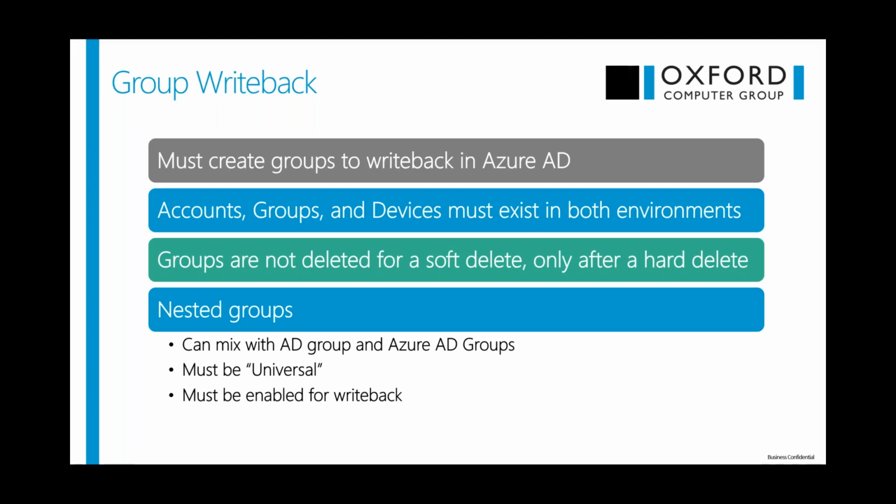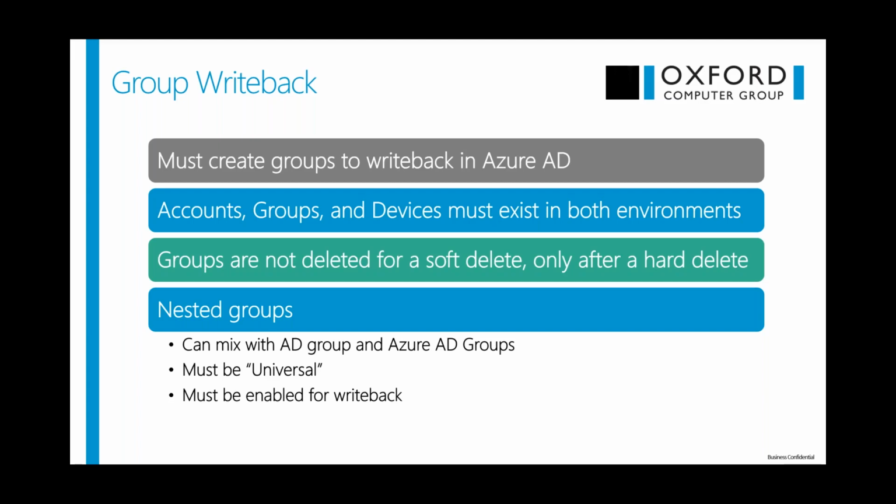If you have Azure AD Connect and you're synchronizing groups today and not doing any write-back, you know that the accounts have to exist inside of Azure AD for that membership to be correct. Same thing for the write-back capability. I have to have the accounts synchronized in both on-prem and Azure AD for the correct membership to be present. Groups are not deleted for a soft delete, only after a hard delete. So if you delete it, it will not be deleted on-prem until after it is a hard delete. So after 30 days, it will finally be removed from the system.